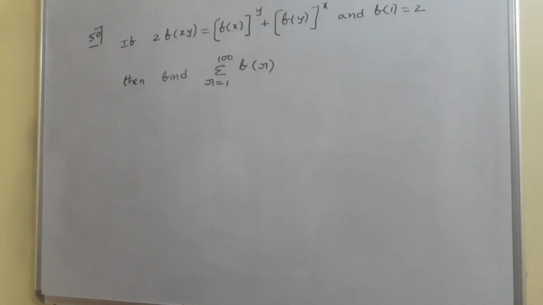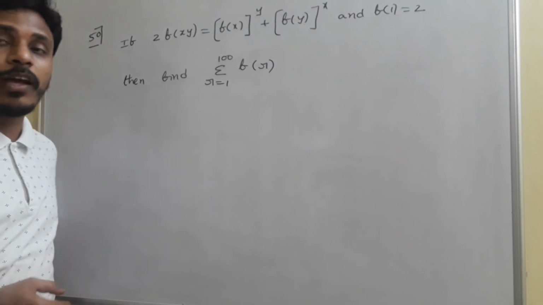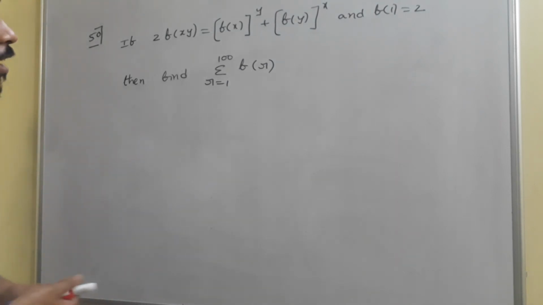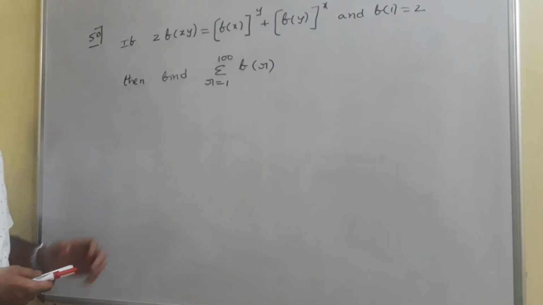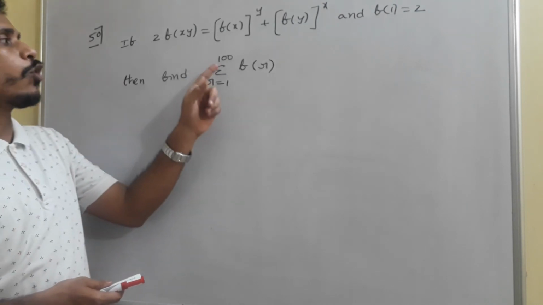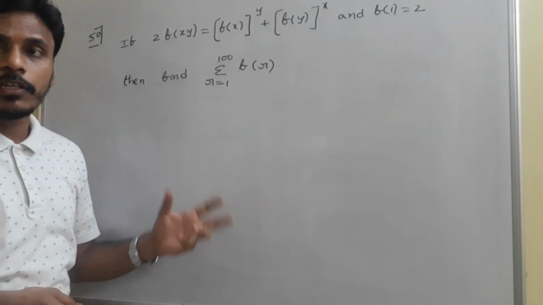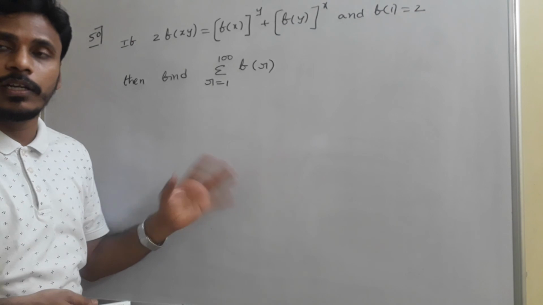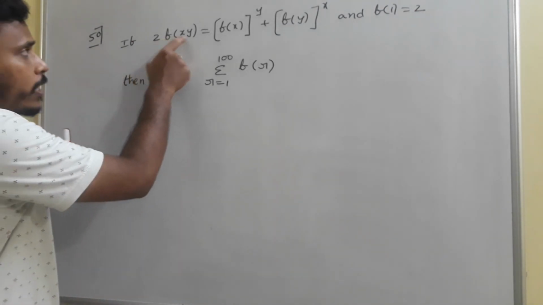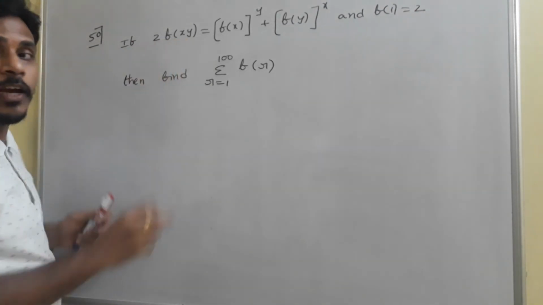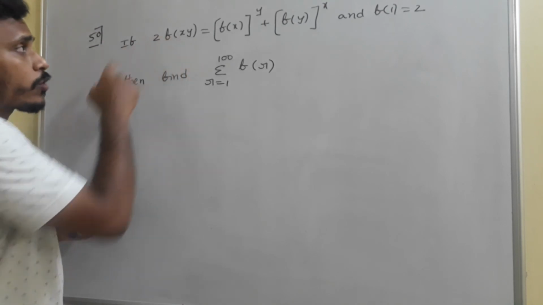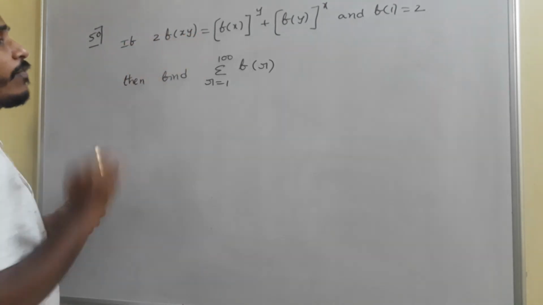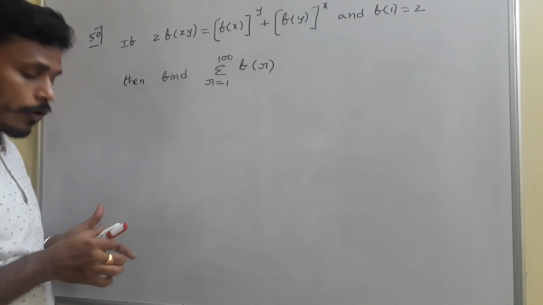2 f of xy is equal to f of x to the power y plus f of y to the power x, and f of 1 is equal to 2. We need to find sigma r running from 1 to 100 of f of r. First of all find f of x, and then it is easy to solve. Here f of xy is given. I need to find f of x, so if I replace y with 1, then automatically I will get f of x, right?